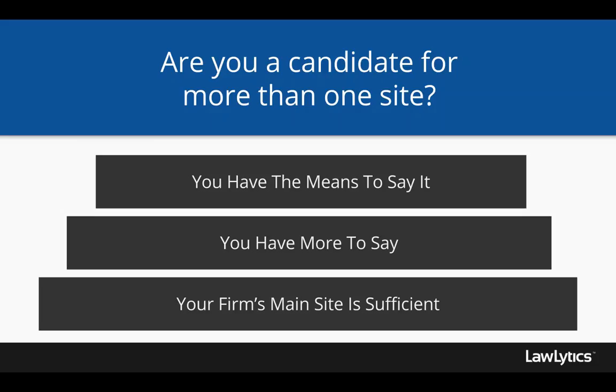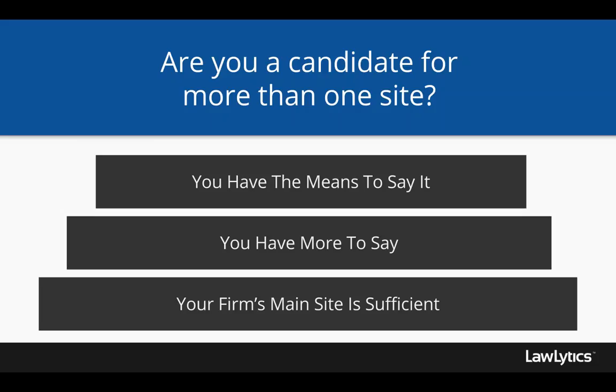And by the means to say it, I mean you need to have the bandwidth to create content. And by content, I mean written words on your website, as well as other ways of communicating, such as videos, but written words are the primary way. And we've talked extensively about the importance of content in a lot of our other webinars. And if you go to lawlytics.com/webinars, there's probably 30 hours or so of on-demand webinars that you can watch.